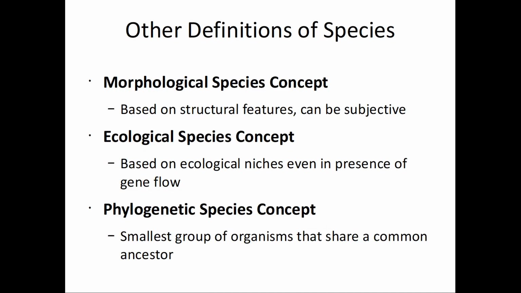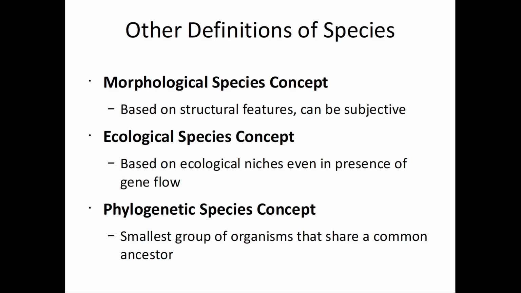So other definitions of species: morphological species, based on structural features, which can be subjective. That's likely the way that species were determined in the past, before we understood genetics very well. Ecological species concepts are based on ecological niches, even in the presence of gene flow.